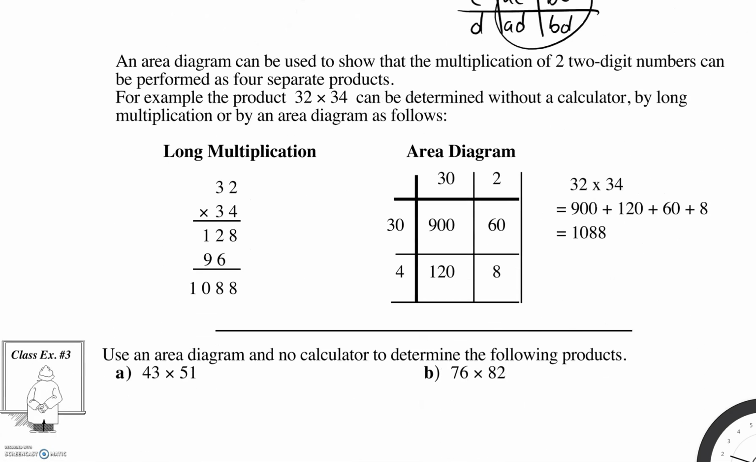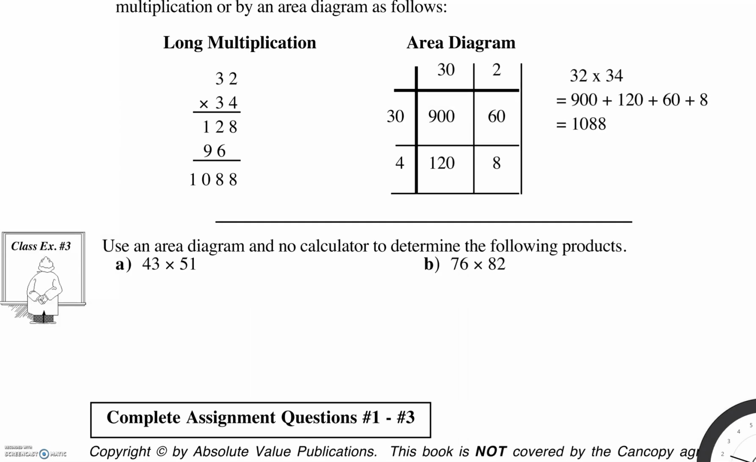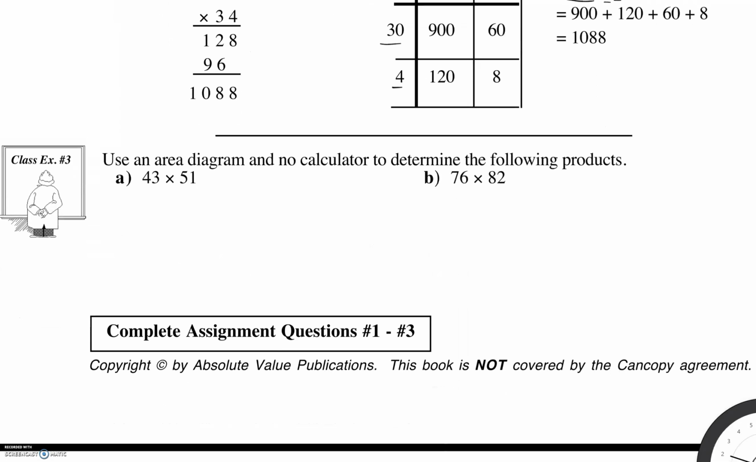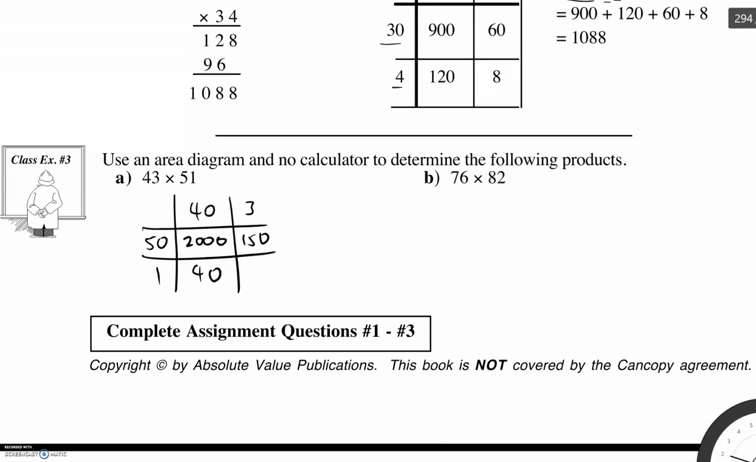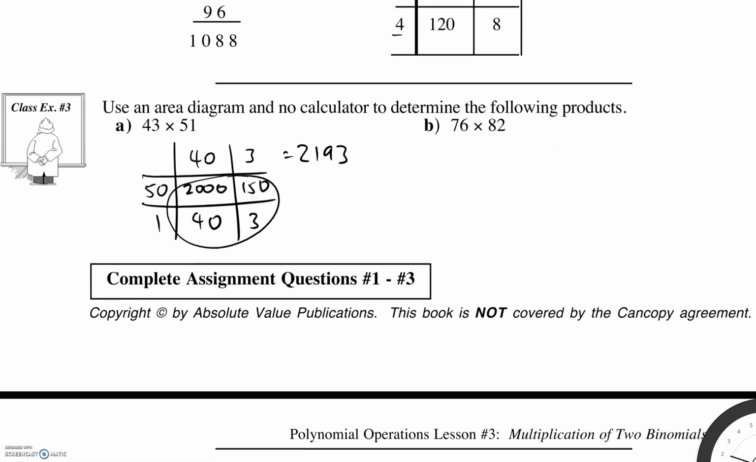You can do the same thing for numbers. You have to split up the tens and the ones. So 32, you use 30 and 2. 34, the tens would be 30, and the ones would be 4. Okay, so you try it with this class example number 3. We have the number 43, so the tens will be 40, and the 3 tens will be 50, and a 1. This multiplied together gives you 2,000. This is 150. This is 40. 1 times 3 is 3. We add these all together, and you get 2,193. Okay, that's how you do the area diagram for the product of those numbers.